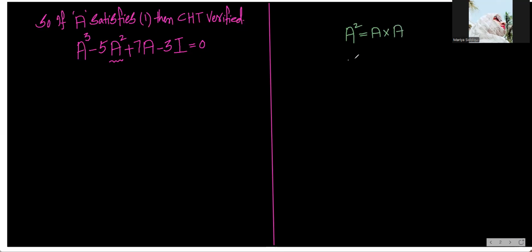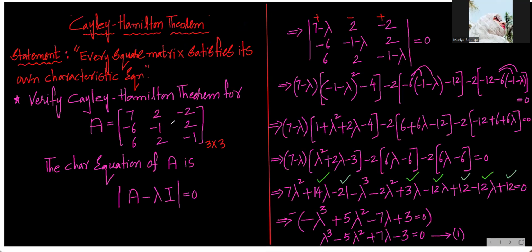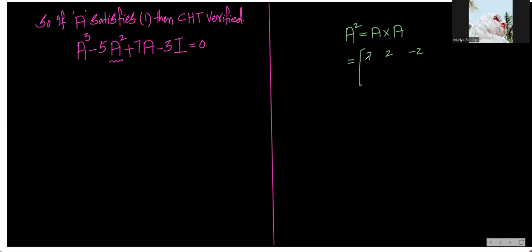So somewhere we have to multiply this one. A value, we know that a value is 7, 2, minus 2, minus 6, minus 1, 2, 6, 2, minus 1. You see our a value is this one only. It's our question. This one we have to multiply with the same matrix: 7, 2, minus 2, minus 6, minus 1, plus 2, 6, 2, minus 1.